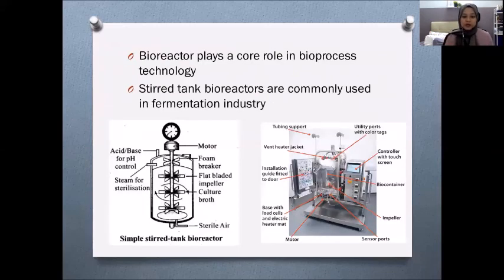So bioreactors play a huge role in bioprocess technology, and the most commonly used in the fermentation industry is the stirred tank bioreactor. So that's all for me today.